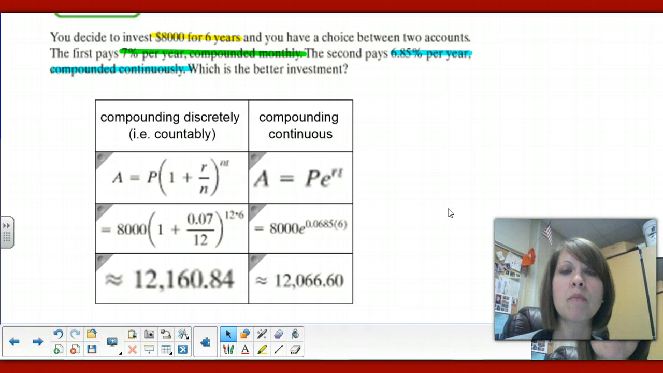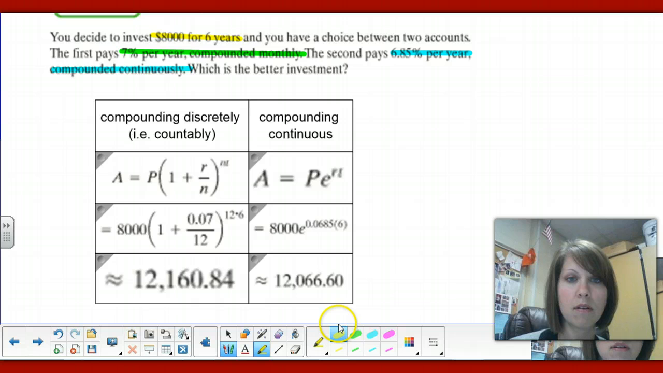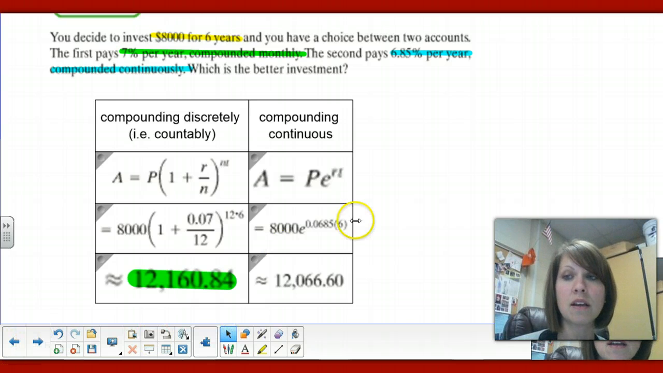So which is the better investment? It's important to remember that you are getting this money, not owing this money. This would be completely flip-flopped if you owed. Okay? Which is the better one? Well, in this case, the compounding monthly at 7% is the better deal. I'm just going to highlight this. That's the better deal. I would want a dollar sign on your answer because this is in dollars.